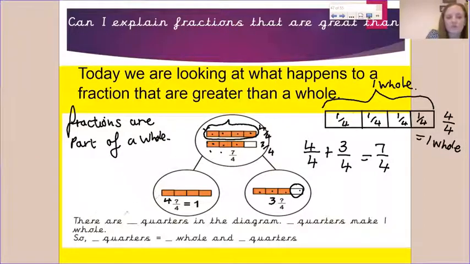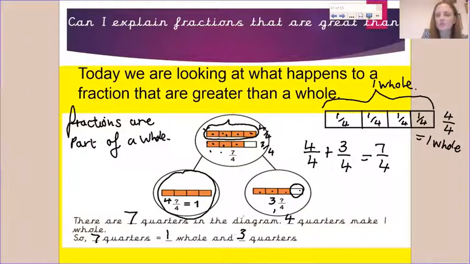So if we look, we have 7 quarters in the diagram, because there are 7 parts of 4 of each drawing that are colored in. So 1, 2, 3, 4, 5, 6, 7. There are 7 quarters in the diagram. We know from what I've discussed with you that 4 quarters makes 1 whole. So 7 quarters is going to be 1 whole, because it is this one here, and then this one here of 3 quarters.